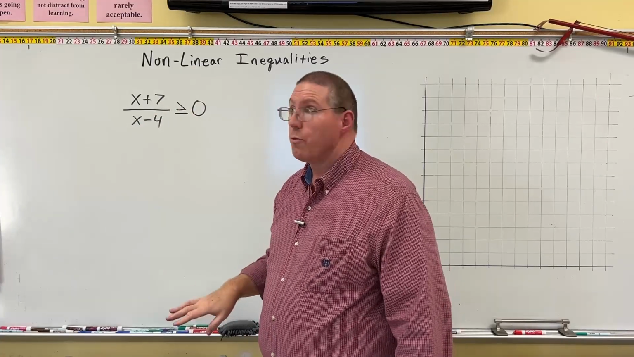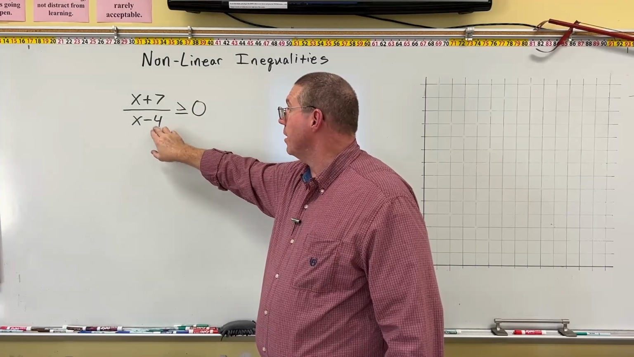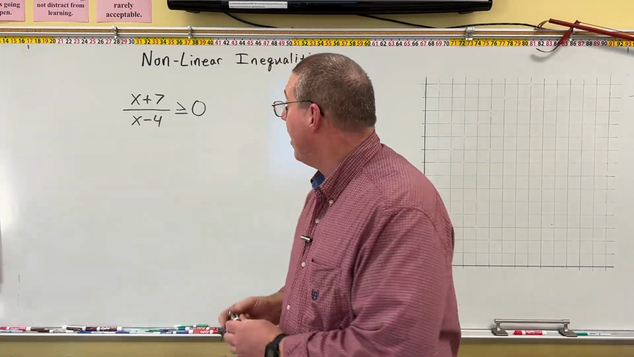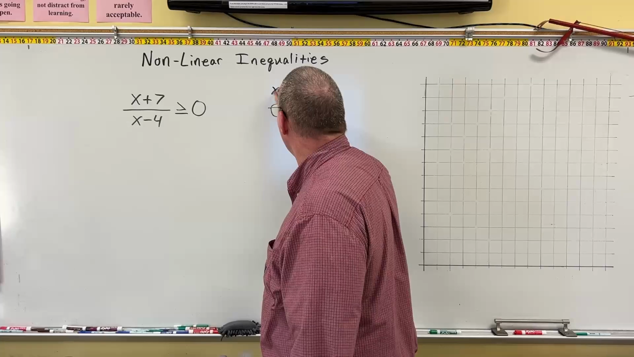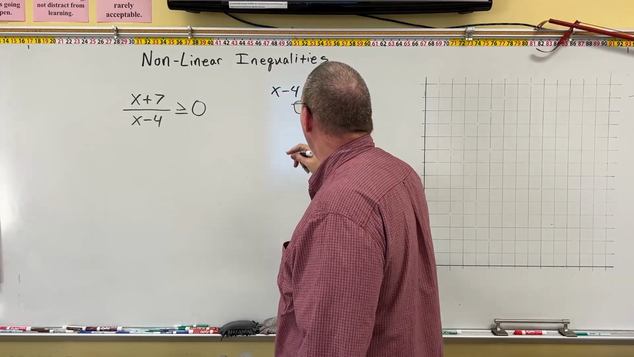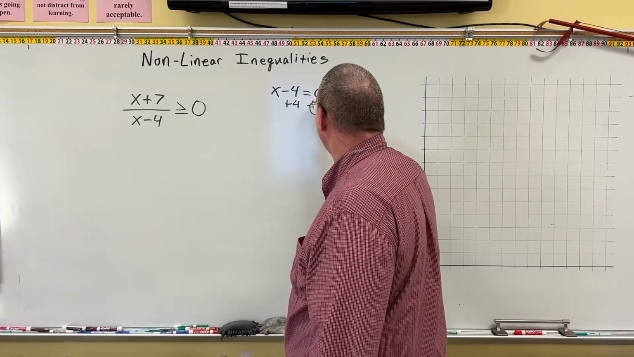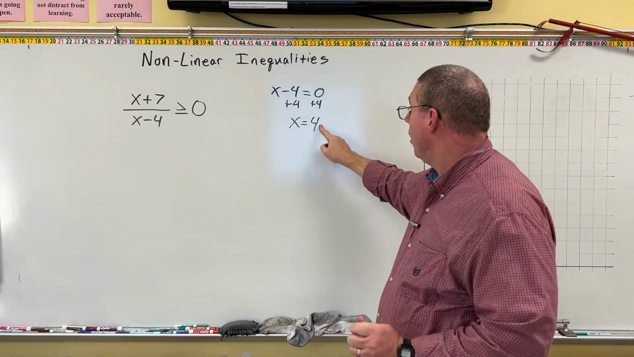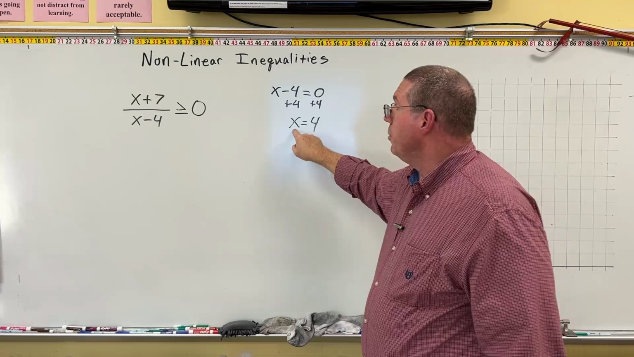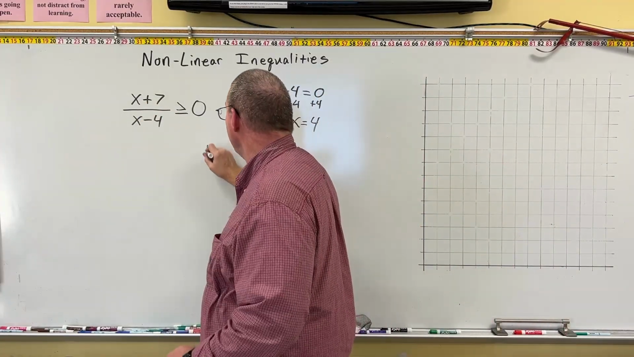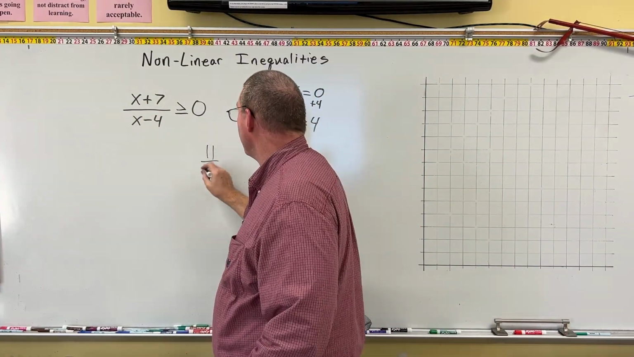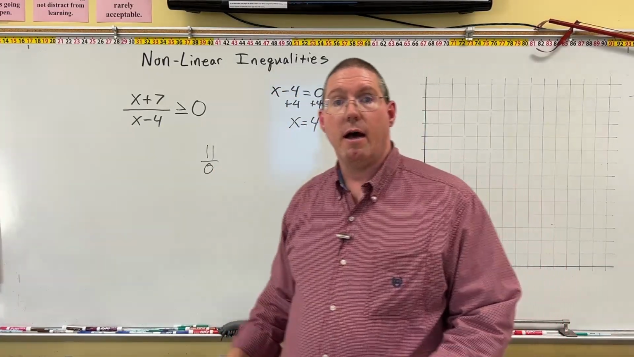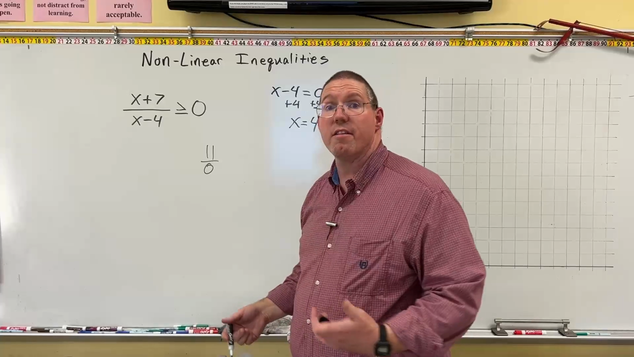the denominator. The reason the zeros of the denominator have to be included is because the denominator is not allowed to equal 0. So if we take the denominator, x minus 4, and set it equal to 0, and solve, add 4, we get x equals 4. So if we were to plug 4 in for x, we would get 4 plus 7 is 11, and 4 minus 4 is 0. Well, we can't have 0 in the denominator. That's an undefined solution, or a solution that does not exist.